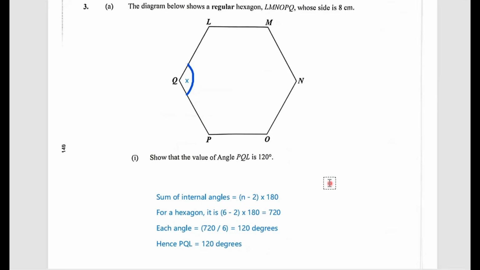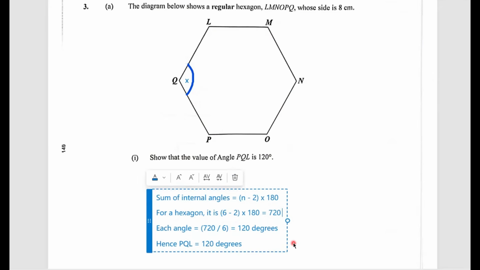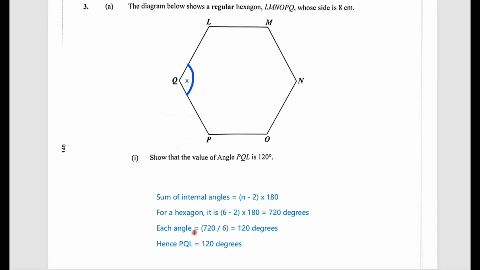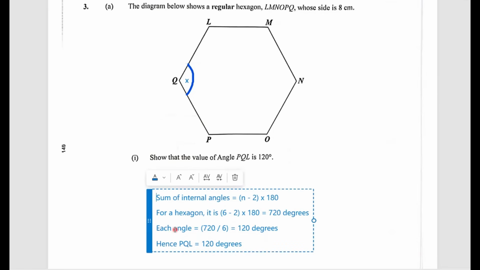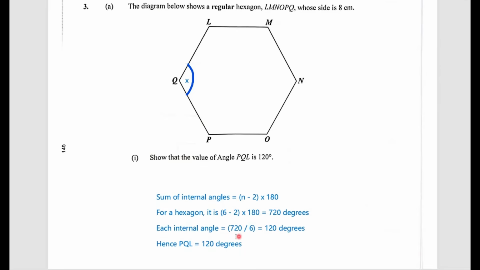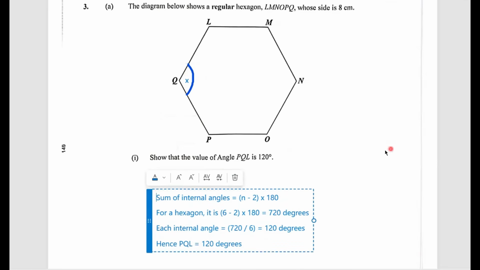So what's the sum of the internal angles in a polygon? It's n minus 2 by 180. In this case, it's a hexagon, so there are 6 sides. So n is 6. It'll be 6 minus 2 by 180. That's 720 degrees. So what will each angle be? Each angle will be 720 divided by 6, to get you 120 degrees. When I say each angle, I mean each internal angle. So PQL, which is x, is 120.